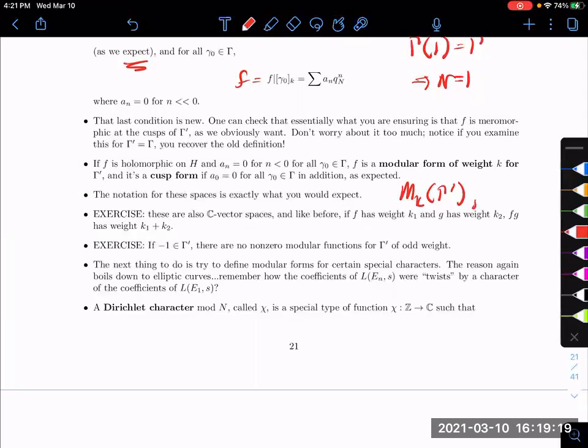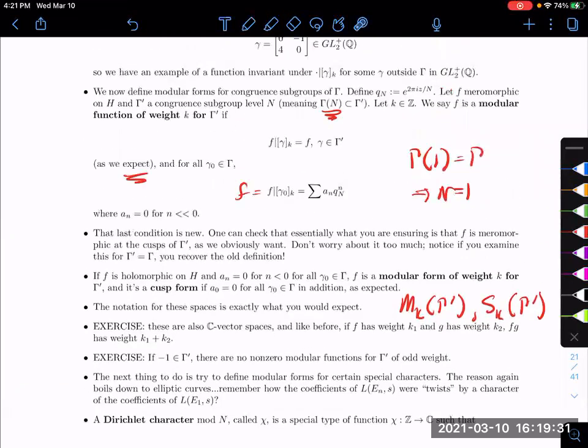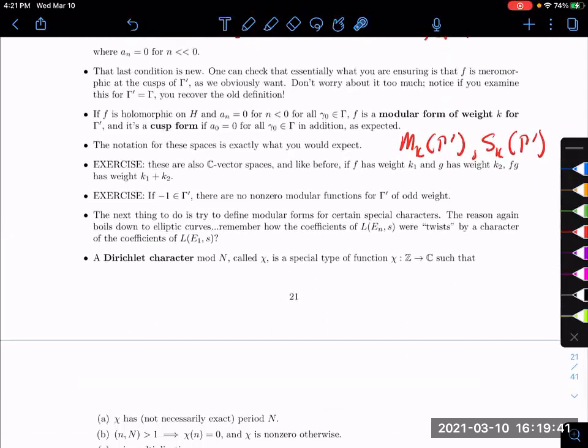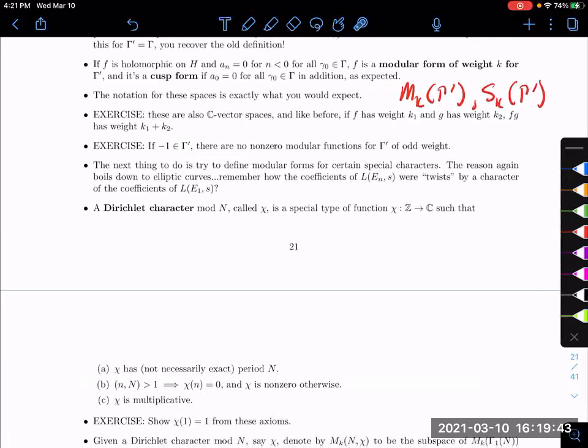And the cusp forms are still S_k of Gamma prime. And we're not particularly concerned with modular functions. We care mostly about modular forms and cusp forms, but the notation is the same. So the only real weird unexpected thing is the second condition here, but we're not going to be relying on that in discussion so heavily. So maybe think about it if you want, but I wouldn't actually worry about it.